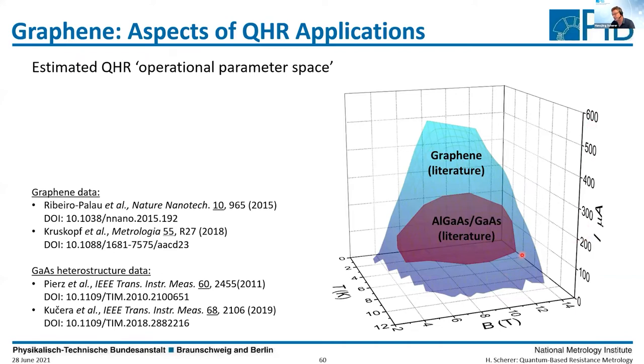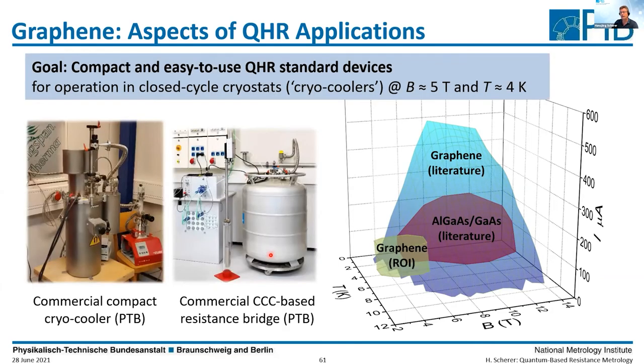And of course, again, you see that the operating parameter space for quantum Hall effect quantization in graphene is much bigger than in gallium arsenide. These are literature values, or derived from literature values, and refer to quantum Hall effect operation at the part per billion accuracy level.